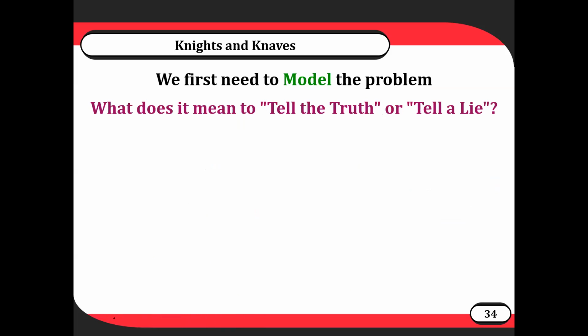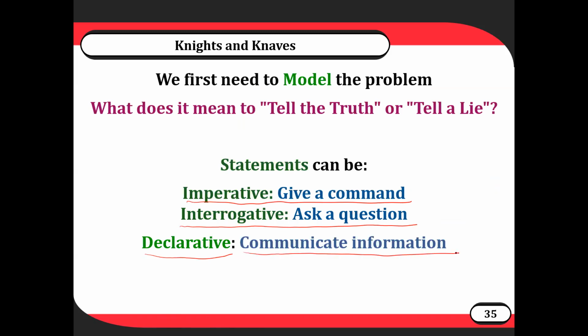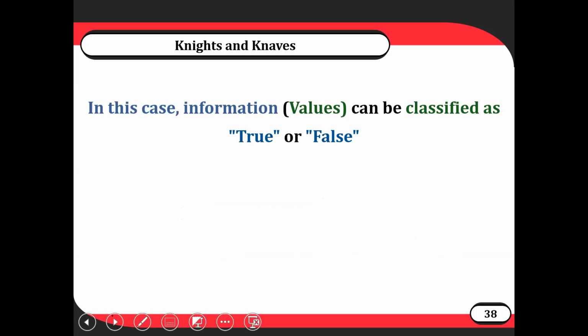First, we need to model the problem. So what does it mean to tell the truth or tell a lie? Statements can be imperative, so you can give a command. They can be interrogative, so you could ask a question. Or they could be declarative, an assertion, and in that case they communicate information. So what sort of information? Values. And we can classify these values as true or false.